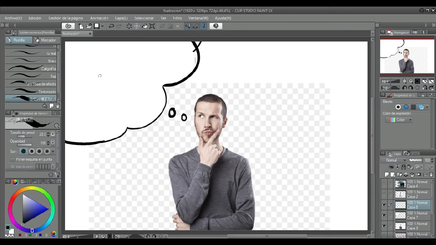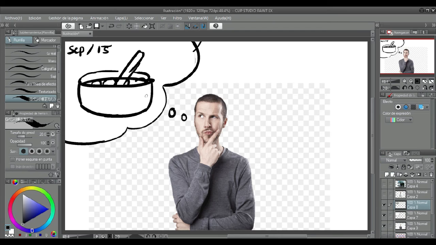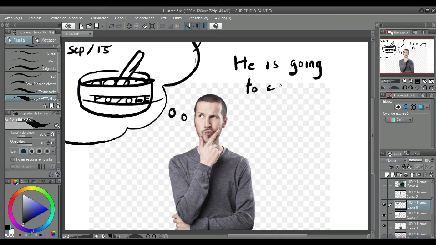Now, other sentence. Let's imagine it is September 15. Alright, and here we have a delicious pozole. Okay, so in this case, for celebrations, he is going to eat pozole on September 15th. Alright?